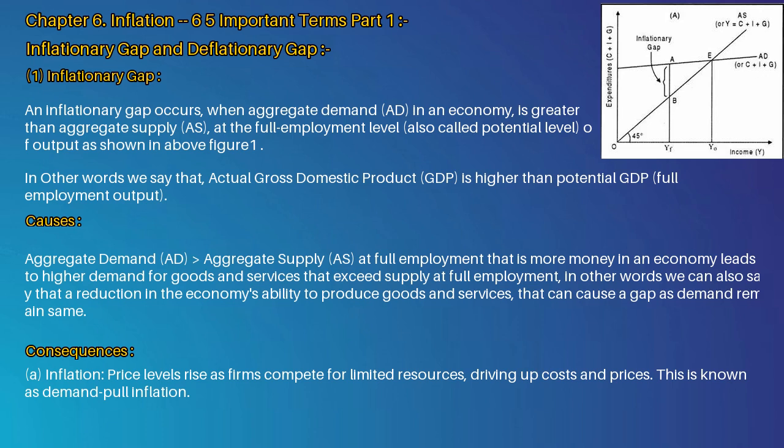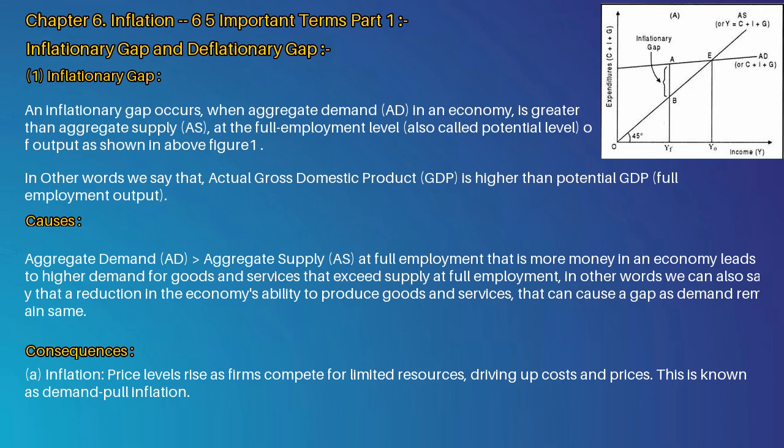1. Inflationary gap. An inflationary gap occurs when aggregate demand, AD, in an economy is greater than aggregate supply, AS, at the full employment level, also called potential level, of output, as shown in above figure 1. In other words, we say that actual gross domestic product, GDP, is higher than potential GDP, full employment output.